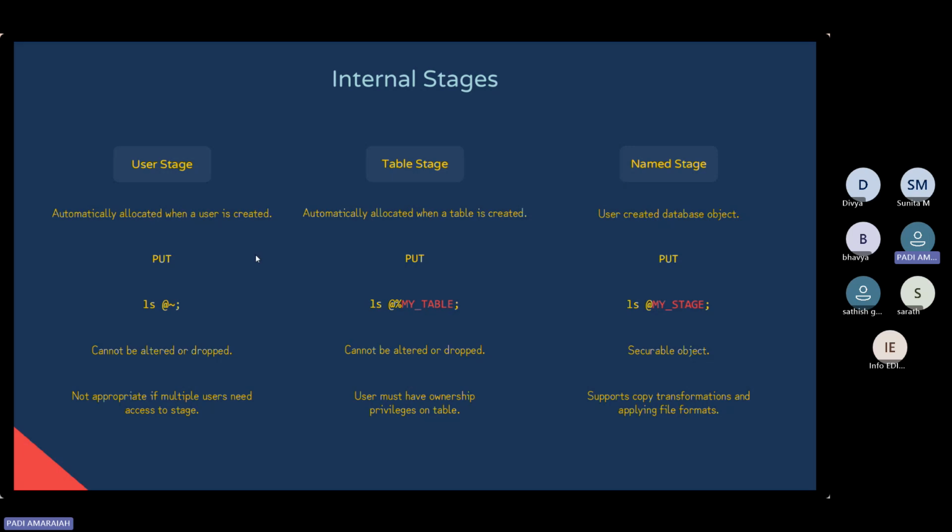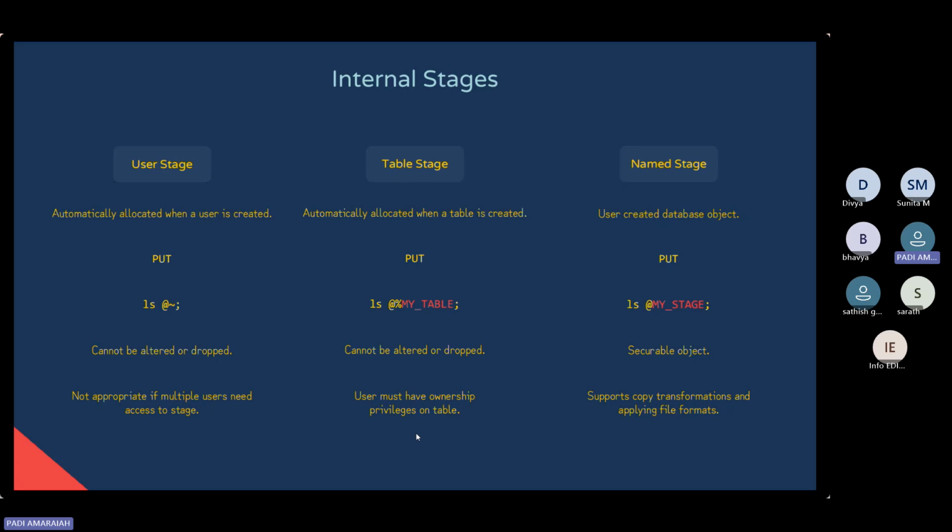Then what are the drawbacks in the user stage and table stage? It is not accessible to multiple users. Let's say a stage is created under my username, but that cannot be accessed by some other user. That is the restriction here. Similarly on the table stage also, for each table, one more stage we have to create. If you want to load data into this table via that table stage, you can load only into that respective table. From the stage you cannot load into another table. That is a drawback here.